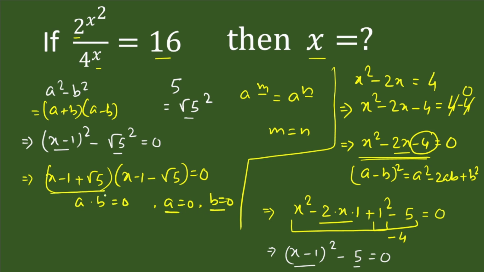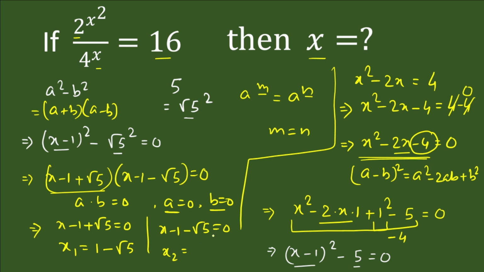Similarly, we can write x minus 1 plus square root 5 is equal to 0, or x minus 1 minus square root 5 is equal to 0. Now from here, one value of x, x1, will be 1 minus square root 5. Now the other value, x2, will be, with both the terms positive in the right hand side, 1 plus square root 5. So here we have calculated two values, x1 and x2, and these are the answers of this problem.